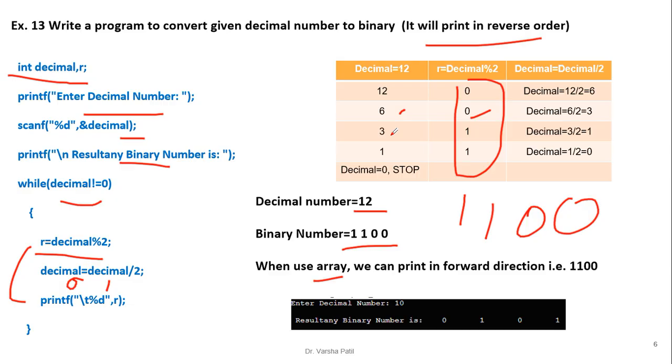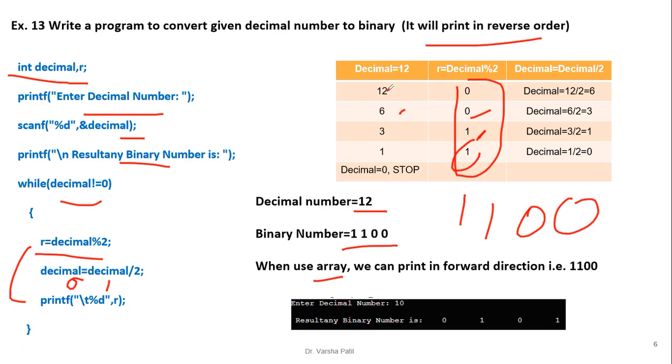When we divide 3 by 2, the remainder is 1. That gets printed on the screen, and again we reduce the decimal by the quotient value, that is 3 by 2. When we divide 3 by 2, the quotient is 1. Then the number becomes 1. 1 divided by 2, the quotient is 0 but the remainder is 1, so remainder 1 gets printed here. And 1 by 2, the quotient is 0, so our number becomes 0.